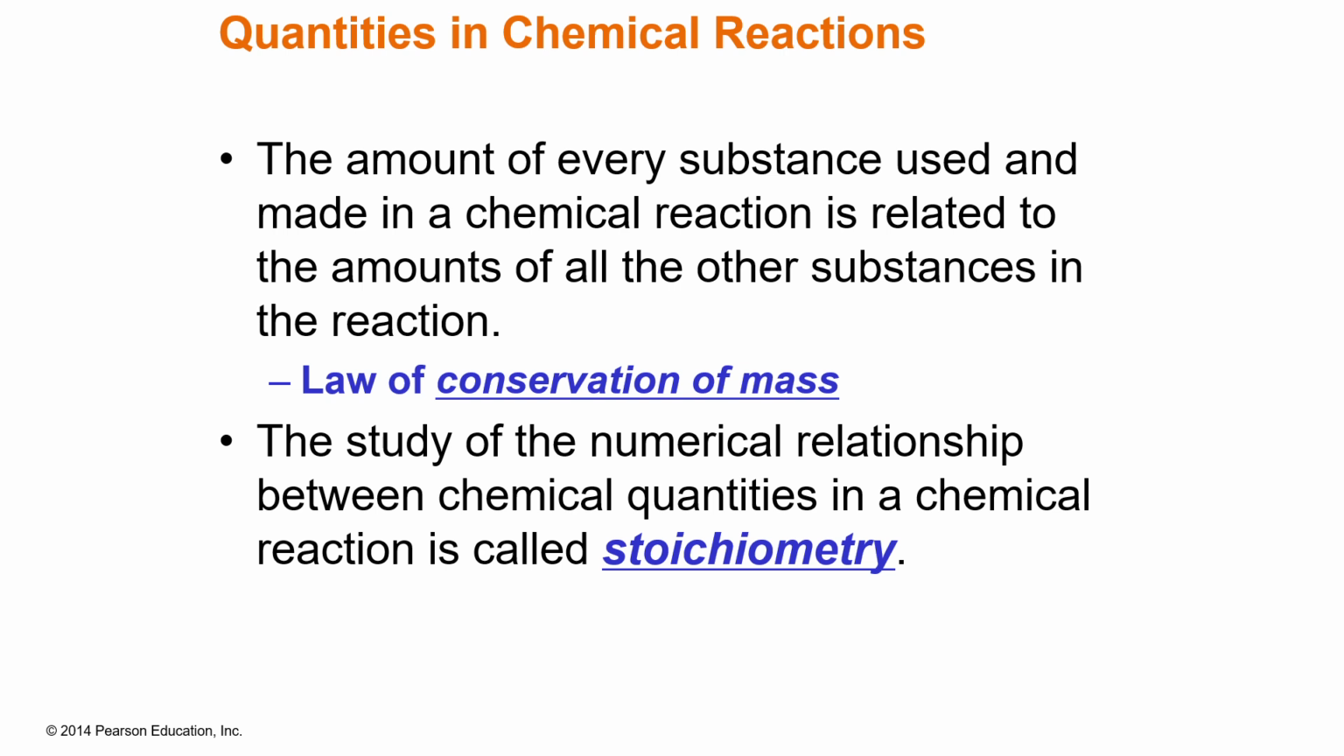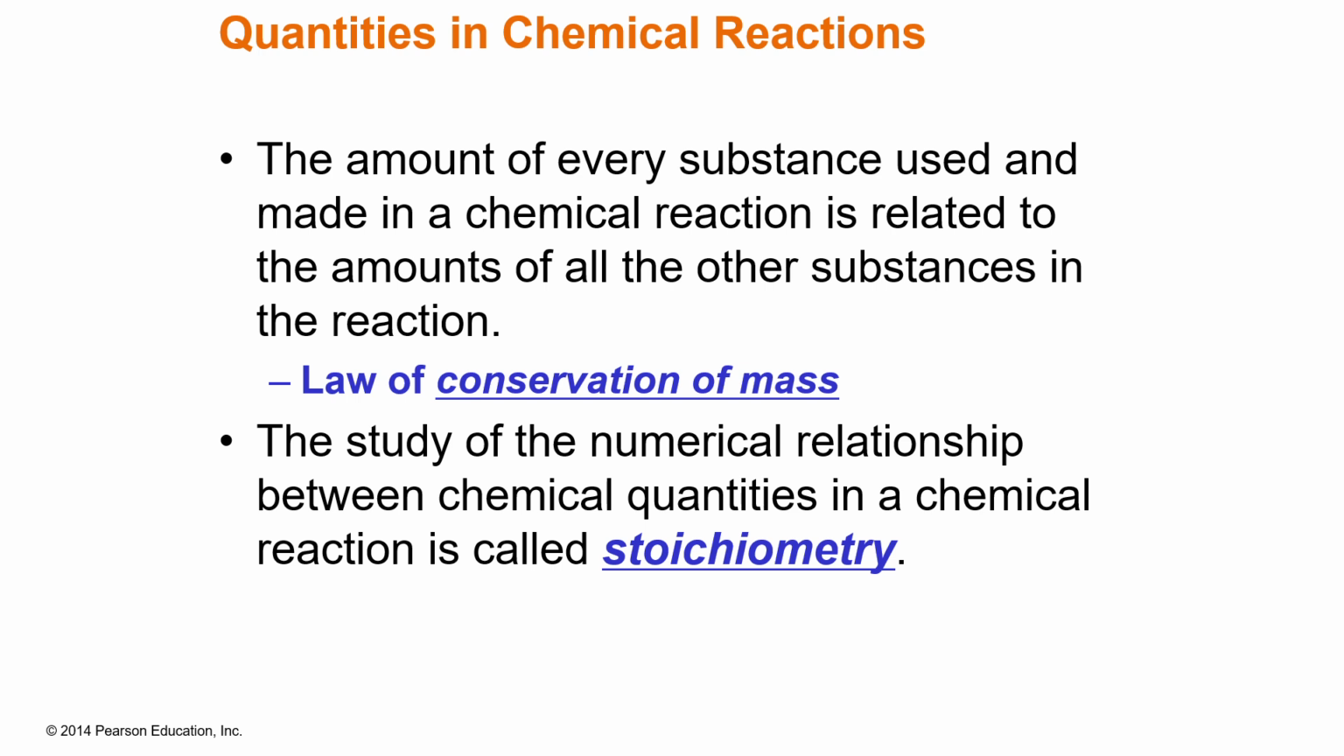the amount of every substance that is used and made in a chemical reaction is related to the amounts of all the other substances in the reaction. This is because of the law of conservation of mass. Once you have a balanced chemical equation, you can use the coefficients in that equation to study the numerical relationship between chemical quantities in the chemical reaction. And this is what we call stoichiometry.